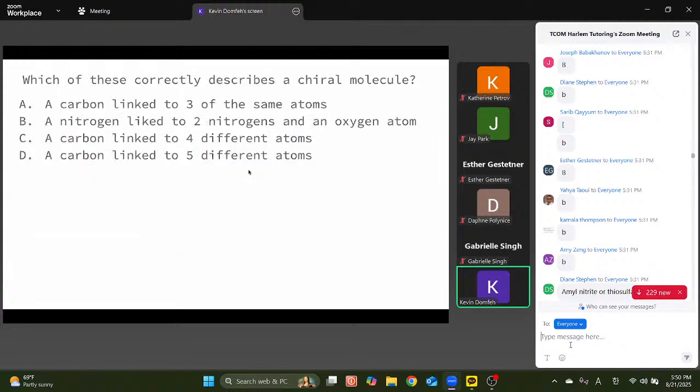Okay. Which one of these correctly describes a chiral molecule? Mannose is an epimer of glucose.